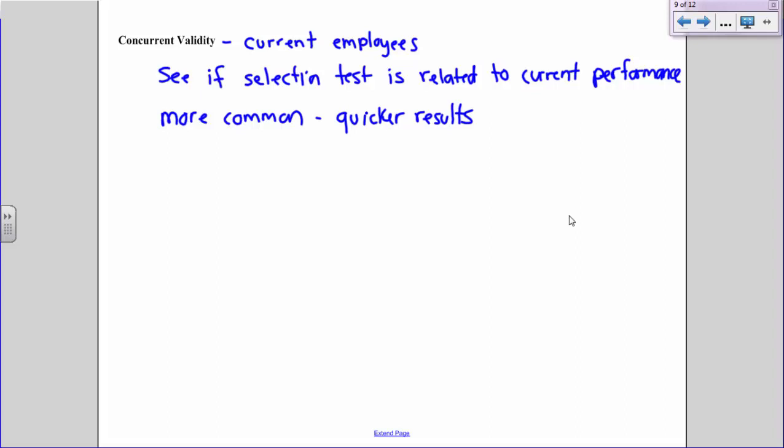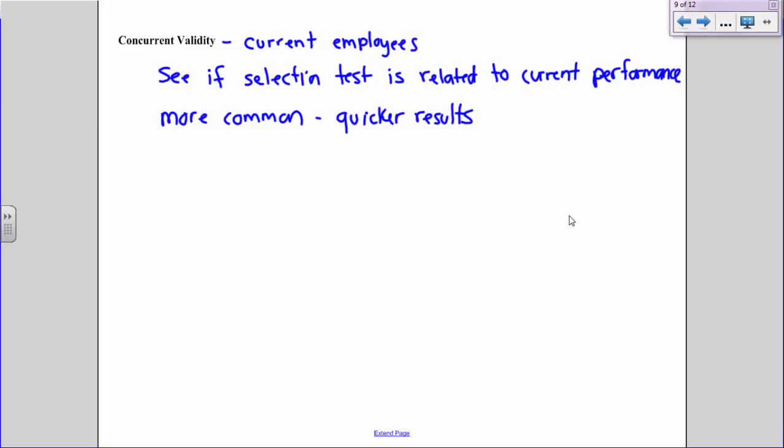So you go among your current employees. Ideally, you take a random sample of those employees. You say, hey, participate in this interview process, or hey, take this test. And then you see how those scores compare to how they're already doing on the job.